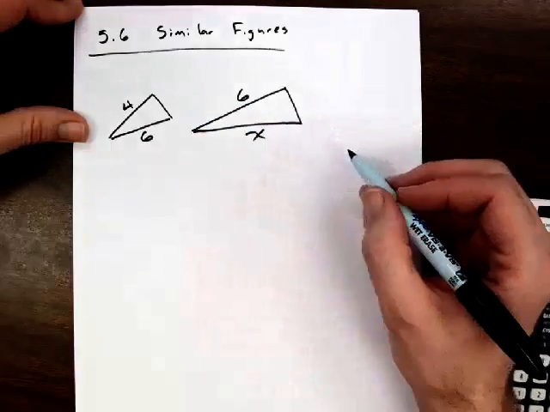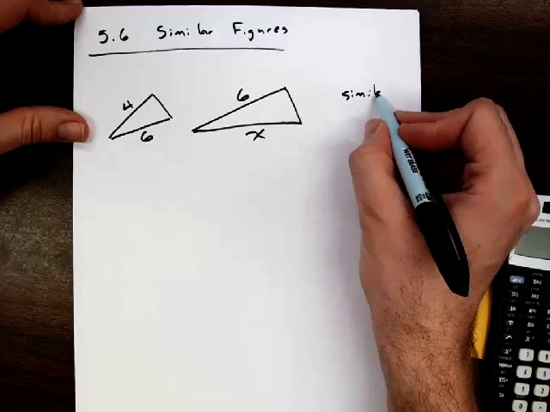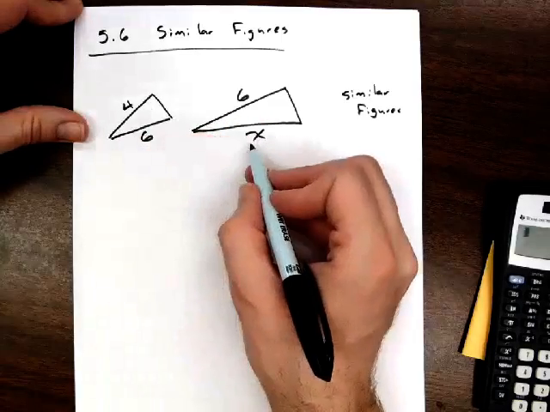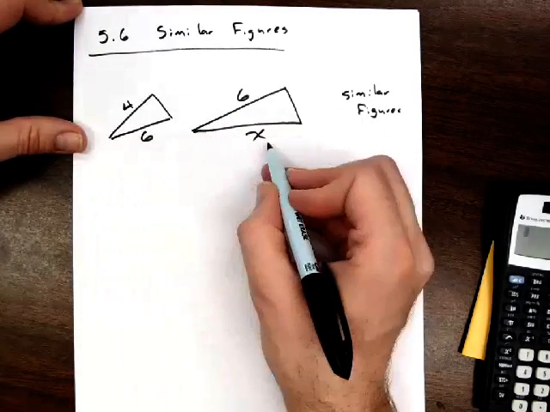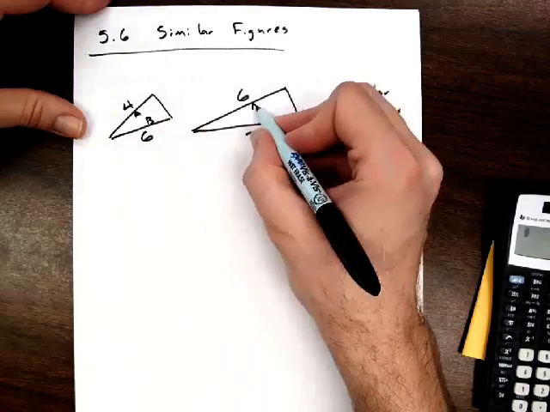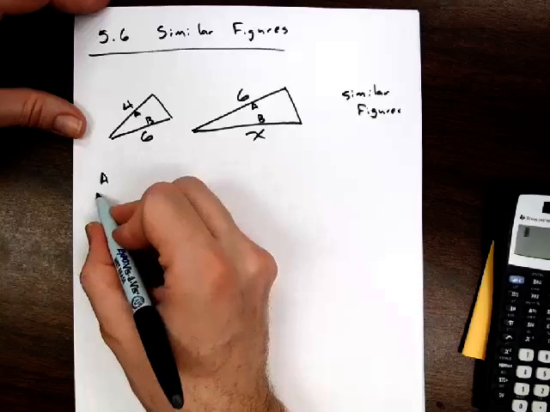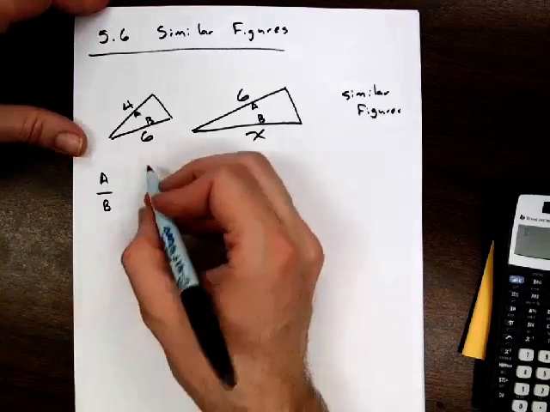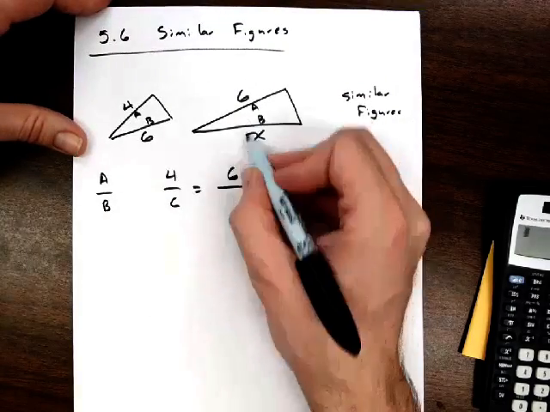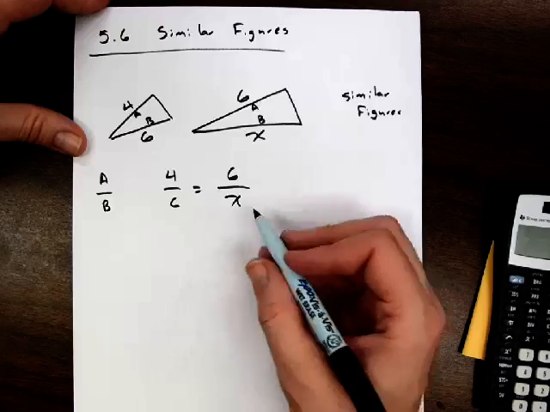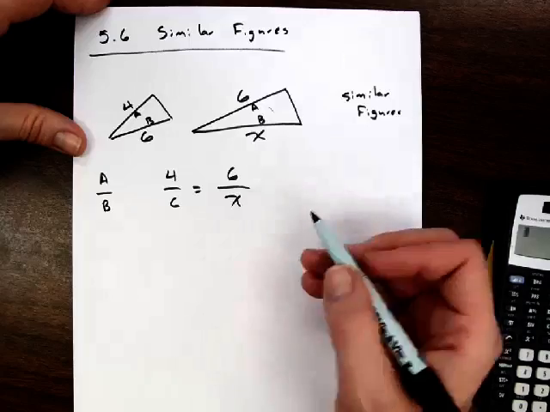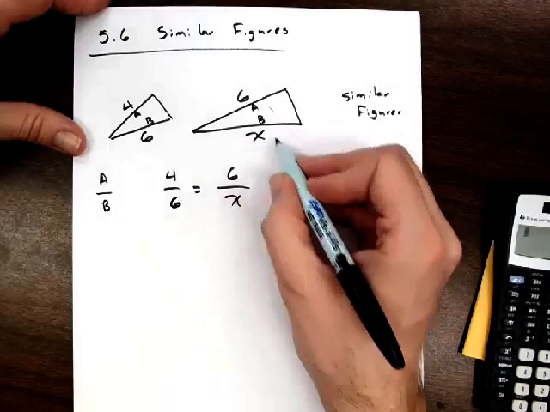If these are similar figures, then these will basically be proportional. So if I call this side A and this side B, I would have some sort of A to B proportionality. Here this would be 4 to 6, and this is going to be the same thing as 6 to some other thing that we don't know. So this would be for this first triangle. This would be for that second triangle. And then we can go ahead and find a missing value.